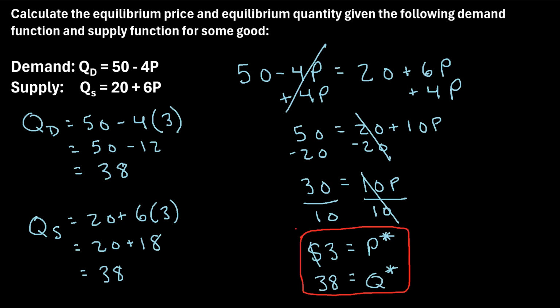So this is our final answer. The equilibrium price is $3. And at that equilibrium price, the equilibrium quantity is 38. So that is how you can calculate the equilibrium price and equilibrium quantity for some good if you're given the demand function and the supply function.